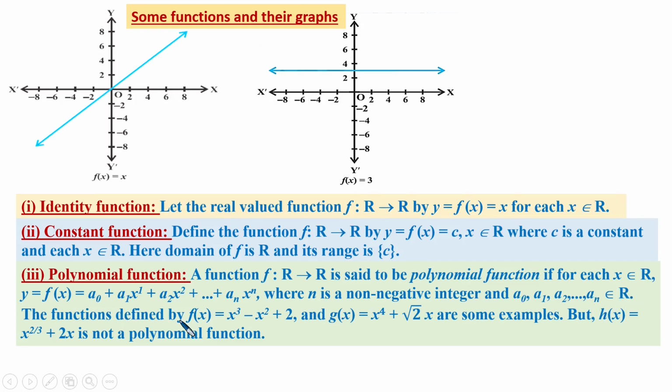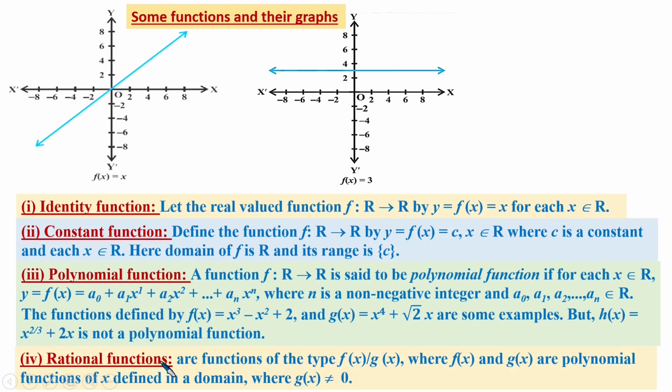The functions defined by f of x is equal to x cube minus x square plus 2 and g of x is equal to x to the power 4 are some examples of polynomial functions. But h of x is equal to x to the power 2 by 3, this exponent is not a natural number, not an integer, so we cannot designate this as a polynomial function. And then you have a rational function. These are functions of the type f of x by g of x, where f of x and g of x are polynomials, defined in a domain where g of x is not equal to 0.